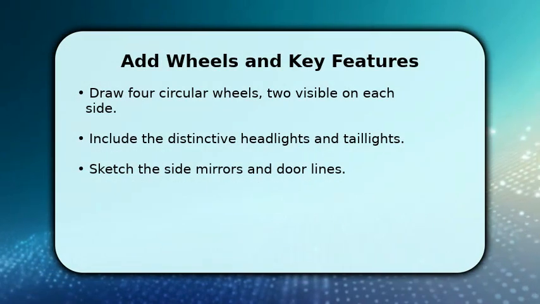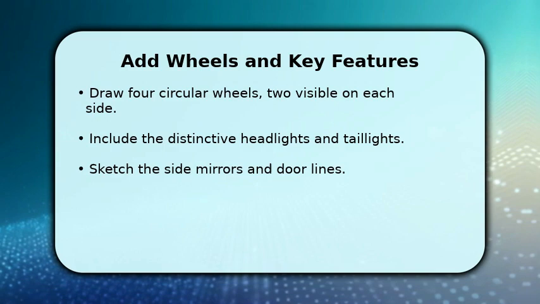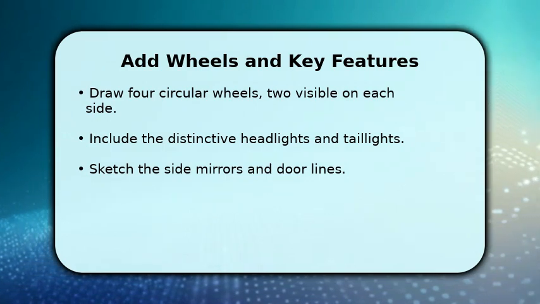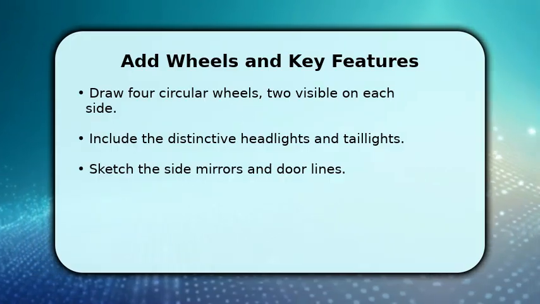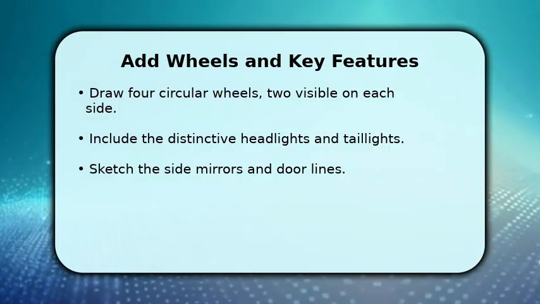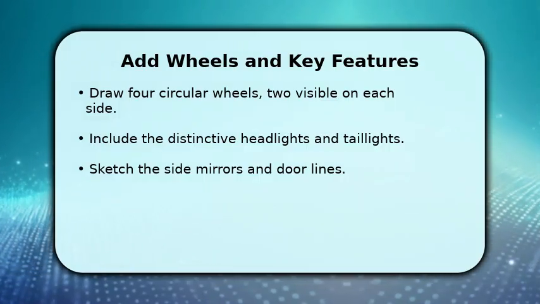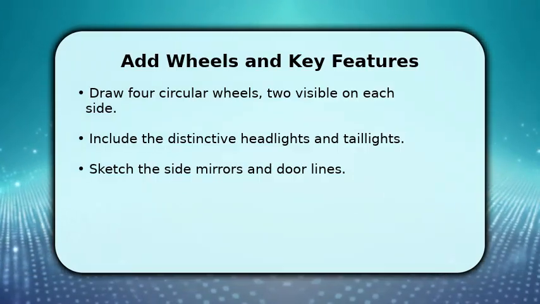Now, let's bring the Roadster to life by adding its essential features. Carefully draw 4 perfectly circular wheels, ensuring 2 are clearly visible on each side of the body. Next, define the car's face and rear by sketching the sleek, narrow headlights and taillights. Don't forget to add the small but important side mirrors and the subtle lines indicating the doors.